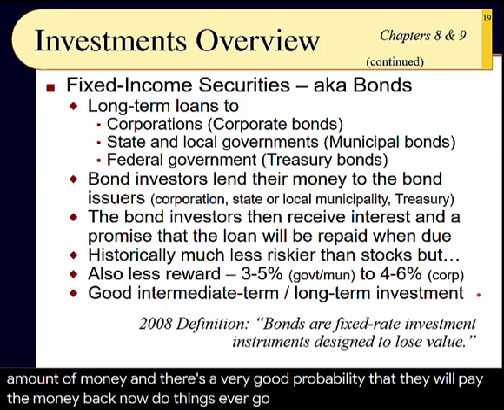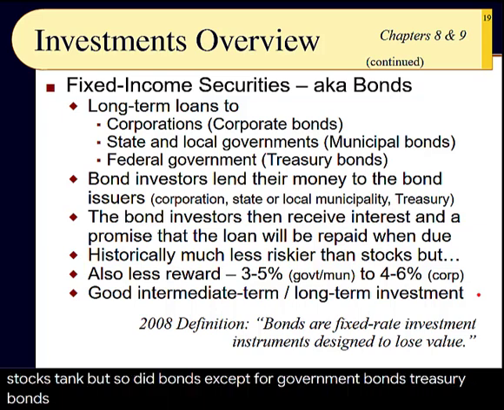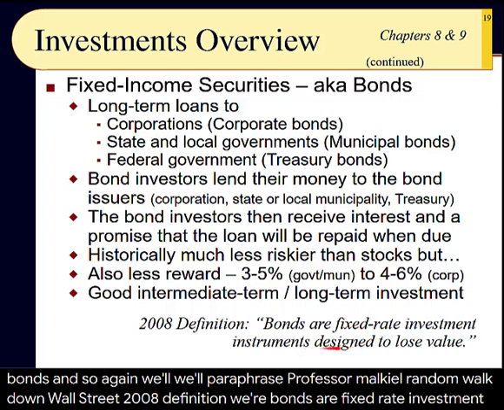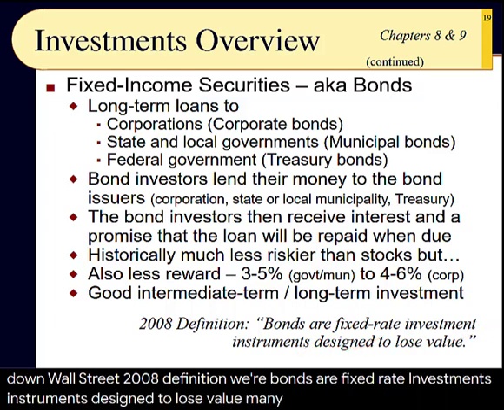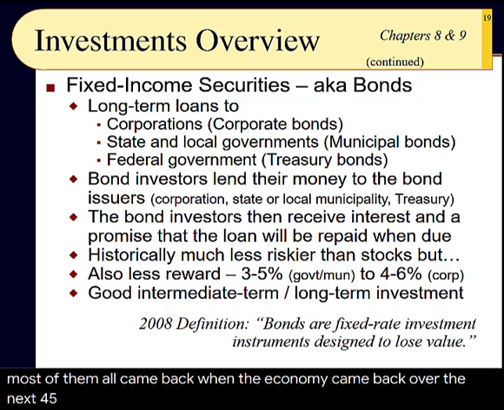Now, do things ever go wrong? Yeah. In 2008, not only did stocks tank, but so did bonds, except for government bonds, treasury bonds. And so again, we'll paraphrase Professor Malkiel, Random Walk Down Wall Street. 2008 definition, bonds are fixed rate investment instruments designed to lose value. Many bonds lost a ton of money, but most of them all came back when the economy came back over the next 4 to 5 years, from 2008, 9, 10, 11, 12, 13.